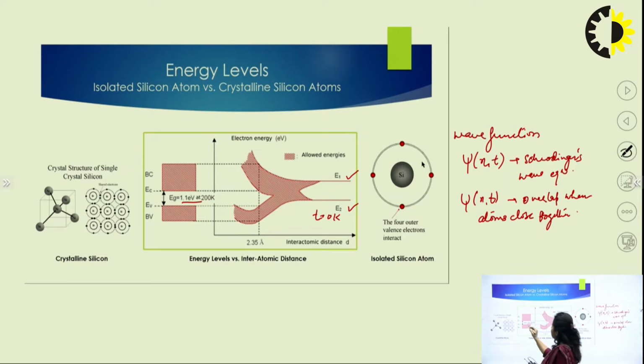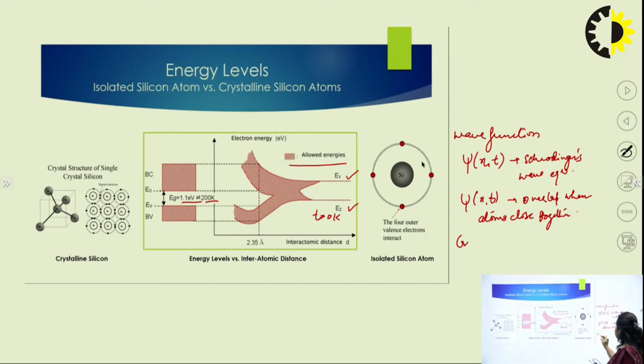So here we can see that the band gap is around 1.1 electron volt at 200 Kelvin, and initially it is a high band gap at 0 Kelvin. When the atoms come closer, the band gap reduces and becomes 1.1 electron volt. So this is for the silicon structure. Usually we can also draw it for the germanium structure. These red stripes show the allowed energies for the atoms to reside in a particular energy state, and this diagram shows the crystal structure of single silicon, as we have already discussed for crystalline silicon.